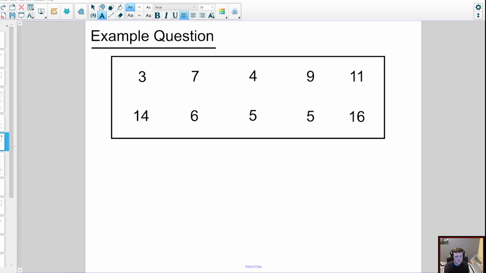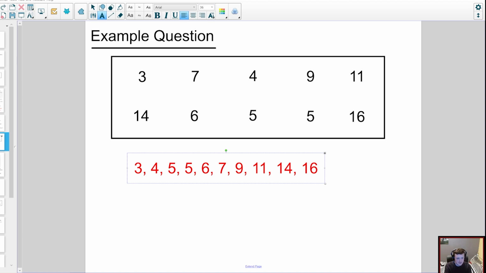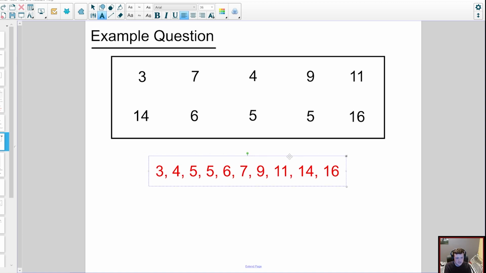So going back to my 10 numbers that I've written before, we see that they are here, but they're not in any sort of order. So in my red pen, I'm going to order them in terms of size. So we've got 3, then 4, then 5, then 5, then 6, then 7, then 9, then 11, then 14, then 16, and counting to make sure you have got 10 numbers, and I have.